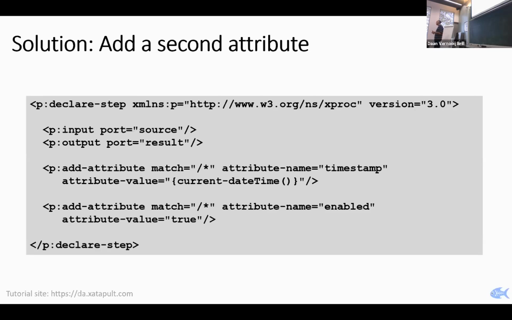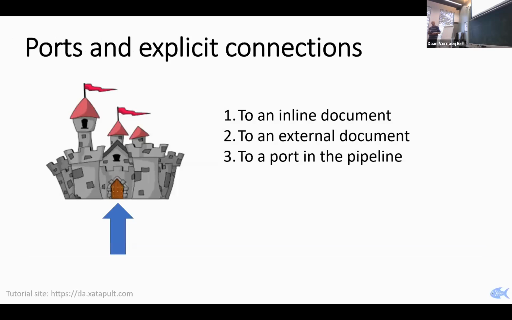Okay, this is about implicit connection. Things that XProc will automatically do for you. But we also have explicit connections. And explicit connection is what we can do if we want to explicitly connect a port to something. There are three things, probably more, but three primary things you can do with explicit connection.